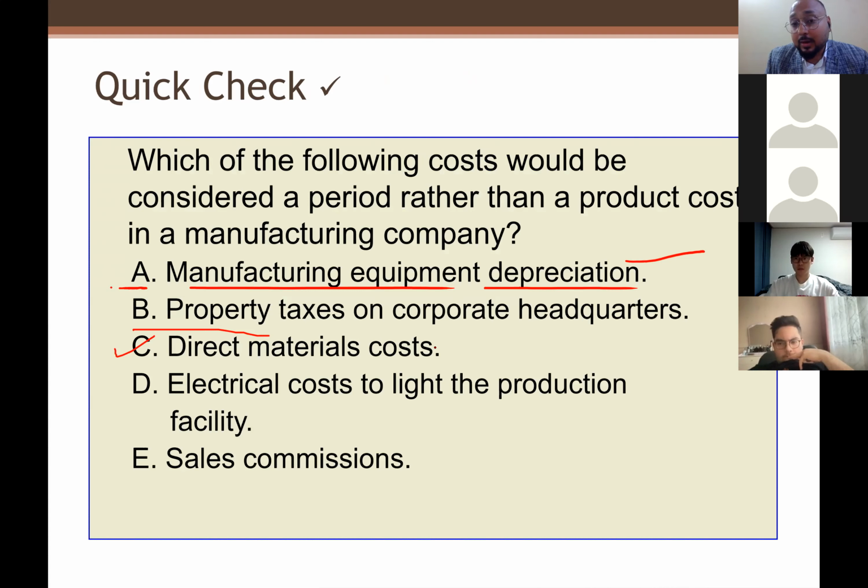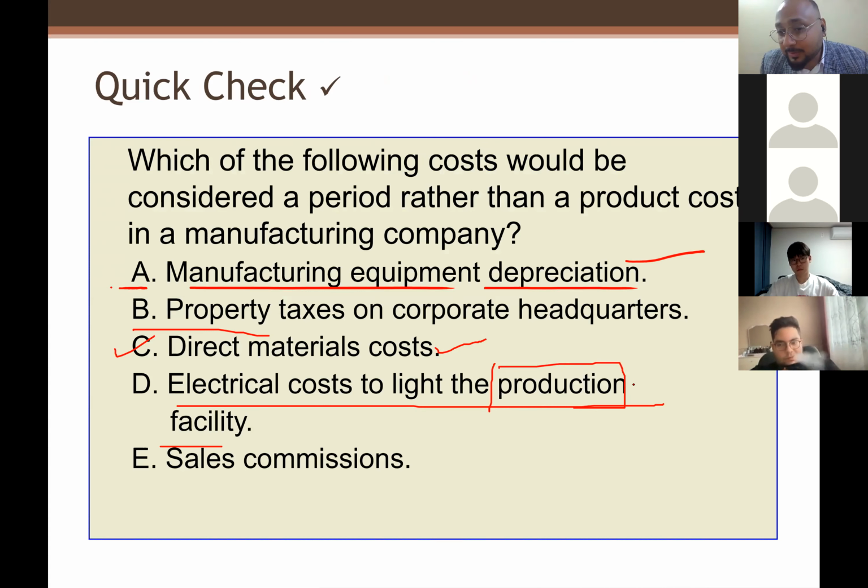It is manufacturing cost and it is called product cost. How about the D, Ali, electrical cost to light the production facility? I'd say period, since it's not with the manufacturing process. Electrical cost to light the production facility. It is related to production.